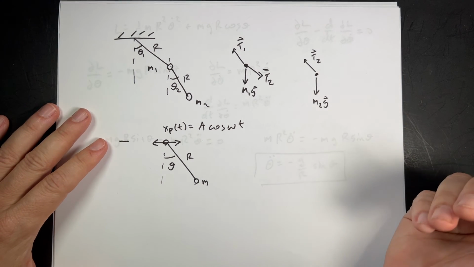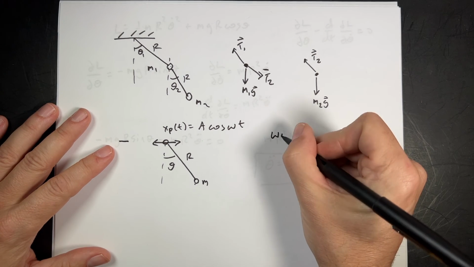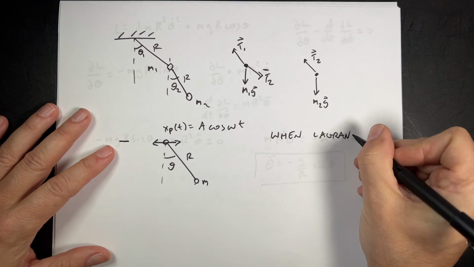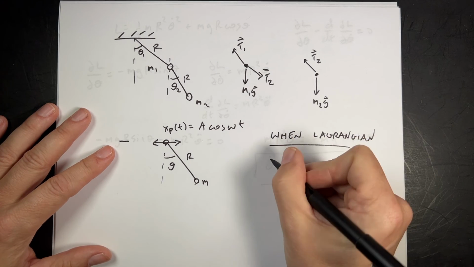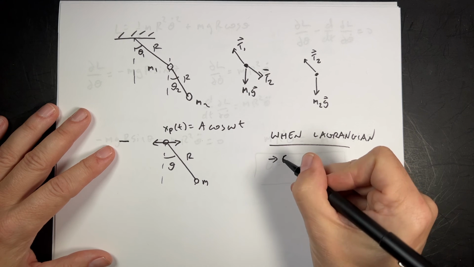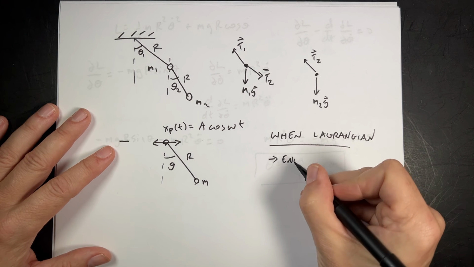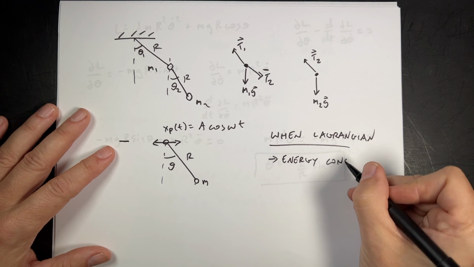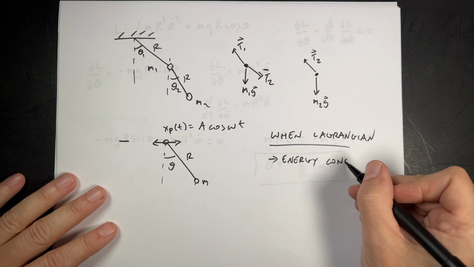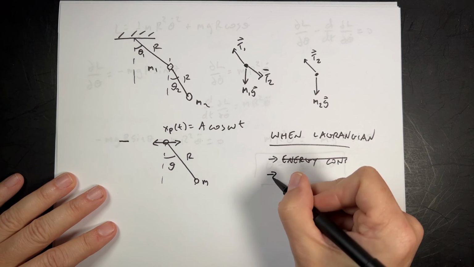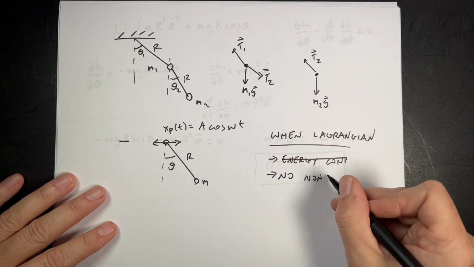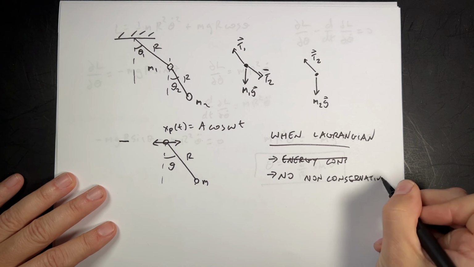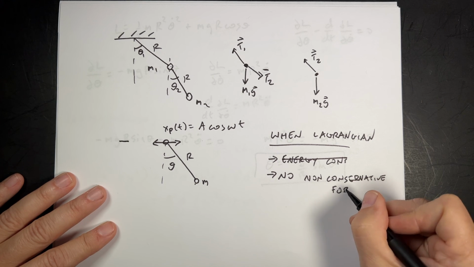So in the end, when to use the Lagrangian equation? Number one, you want energy conserved because you're dealing with an energy equation. Well, mostly conserved. I mean, that doesn't say energy is conserved. It doesn't have to be. How about this? No non-conservative forces, like friction. Friction is the greatest one.